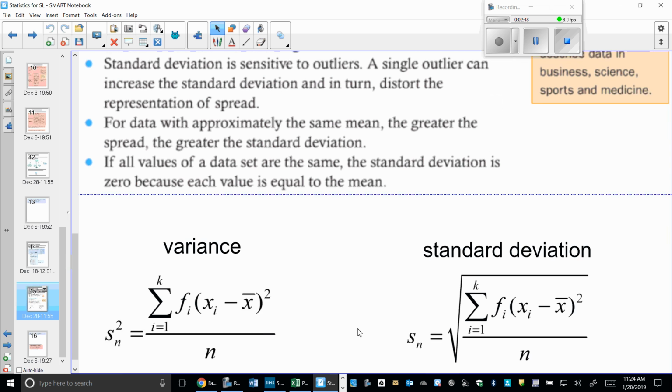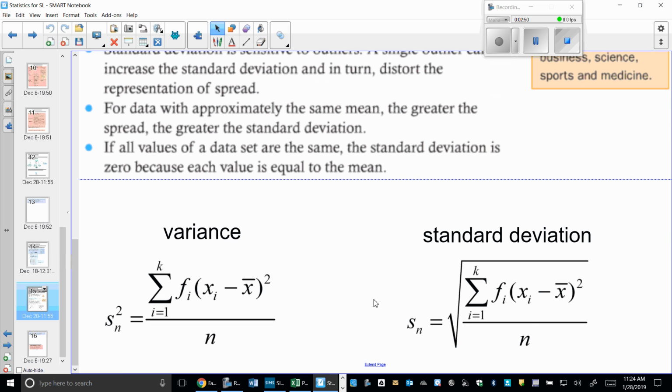Okay. Now these are fancy pants formulae for it. This is going back to the sigma notation. Do you remember that? Yeah. So it's the sum of stuff. So this is our frequency multiplied by our data value, subtract the mean, all squared, and then you add them up and divide by how many data values there are.